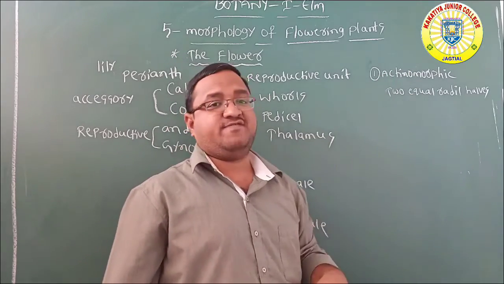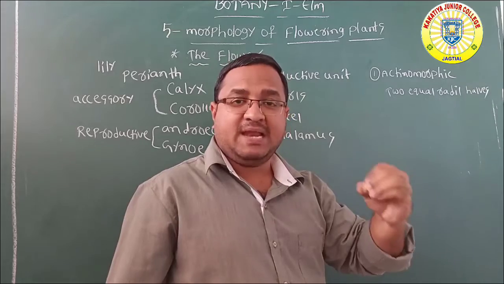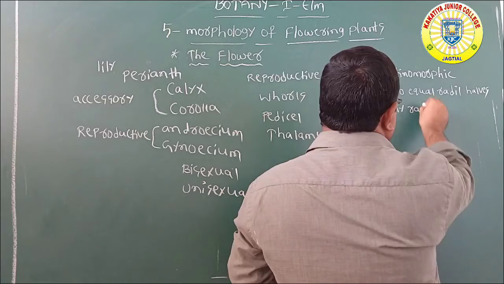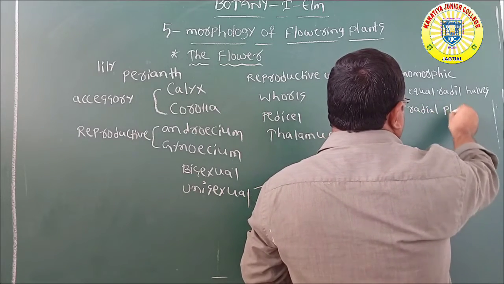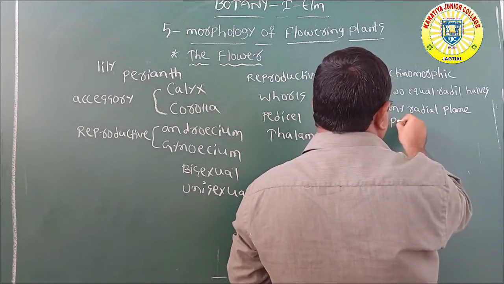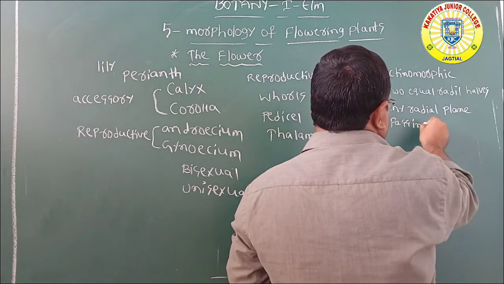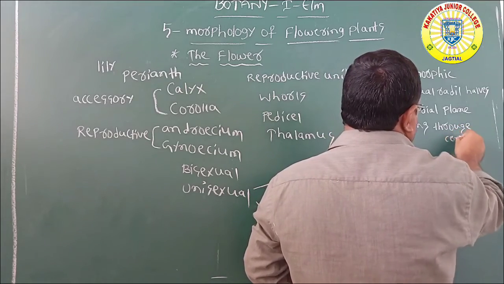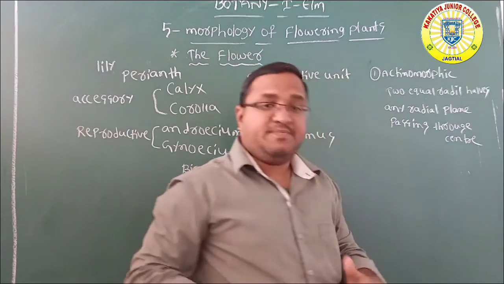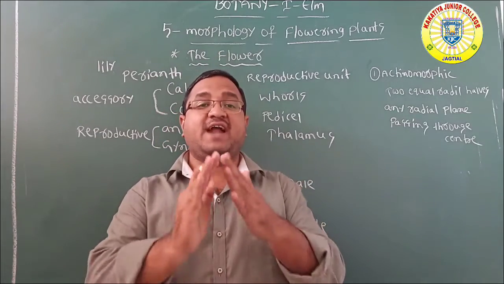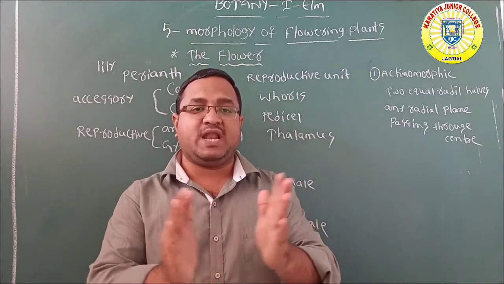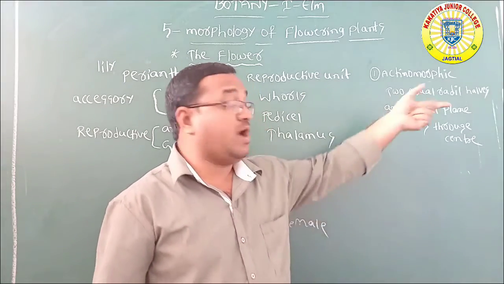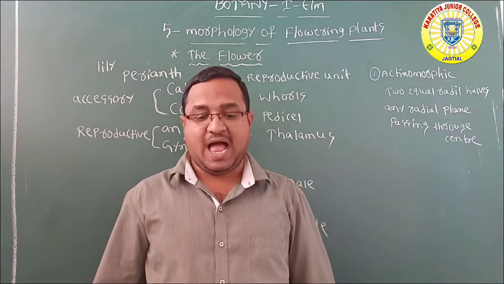Two equal radial halves, in any radial plane passing through the center. Any radial plane passing through the center means finally we can divide the flower into two equal radial halves. So that type of flower is called actinomorphic.